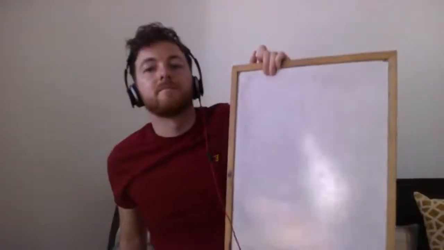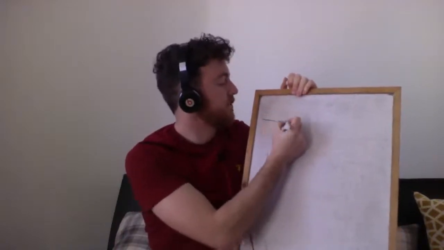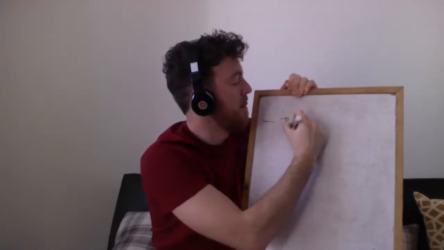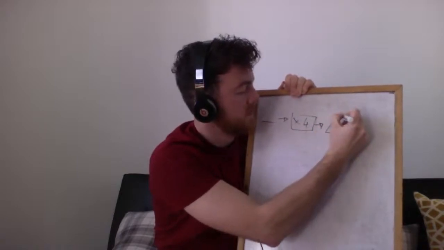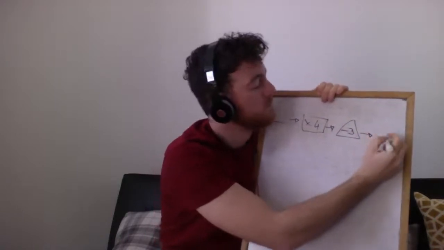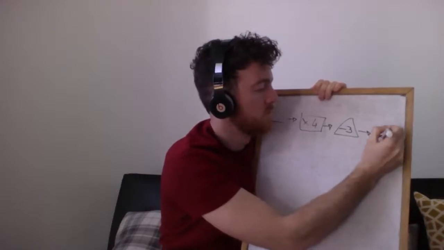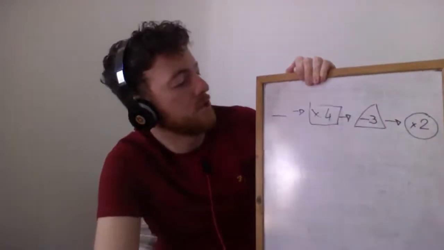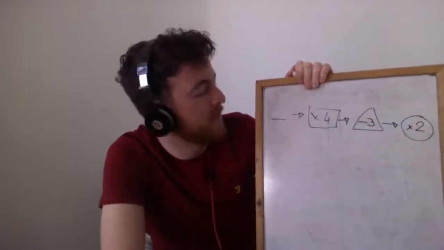Shall we do our mental number generators? Pick a number between 1 and 10. Multiply it by 4. Take away 3. And multiply it by 2. So pick a number between 1 and 10, multiply it by 4, subtract 3, multiply it by 2. Try to do it in your head the best you can.